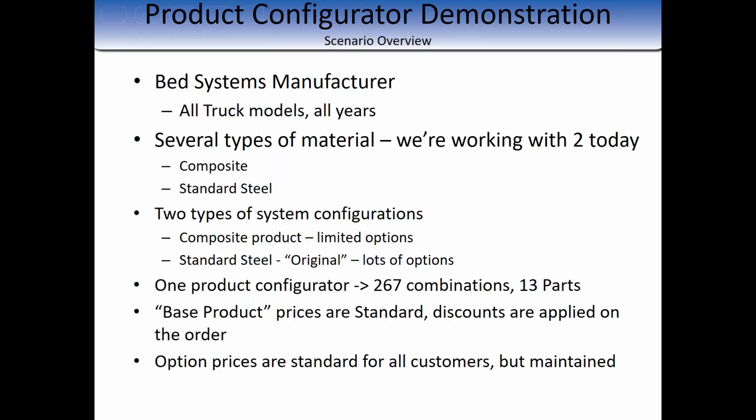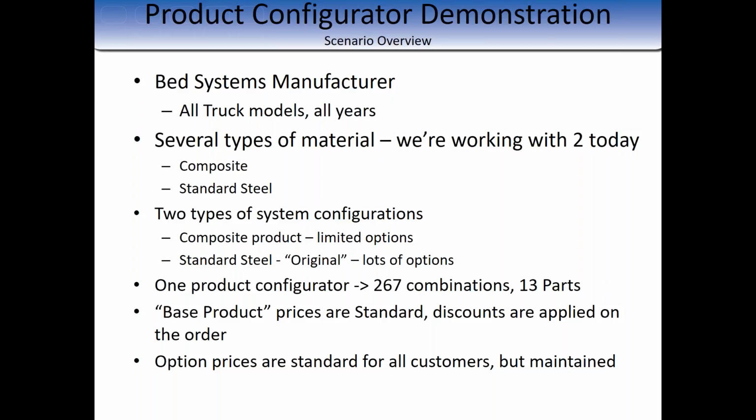There are 2 kinds of system configurations that you can actually order from this place. One, with the composite product, they've limited the number of options. You'll only see 2, but we're using the same configurator to manage both the composite product and the standard steel product, which they actually call their original. And you'll see in the original product there are many more options that are available.